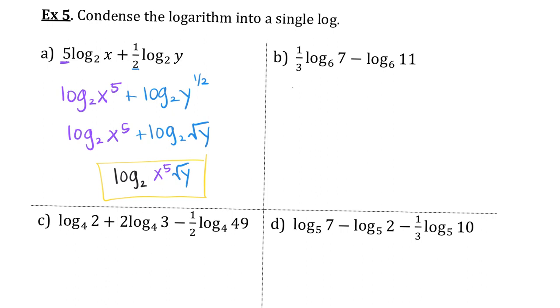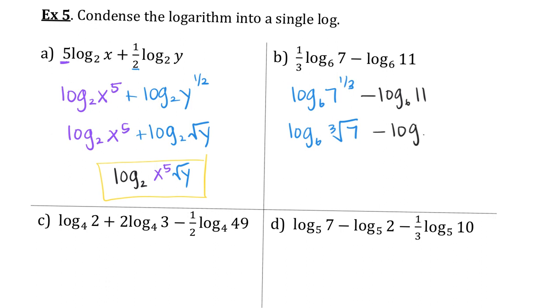Okay, the 1/3, let's move it up. Nope, this one's okay. Okay, let's rewrite 7 to the 1/3 because the fractional exponent represents a radical. This is a third root of 7. Okay, now as a single log, they're both log base 6. Since they're being subtracted, it's going to be a fraction. The third root of 7 is at the top because it's positive. The 11 is at the bottom because it has a minus. And that's my simplified answer.